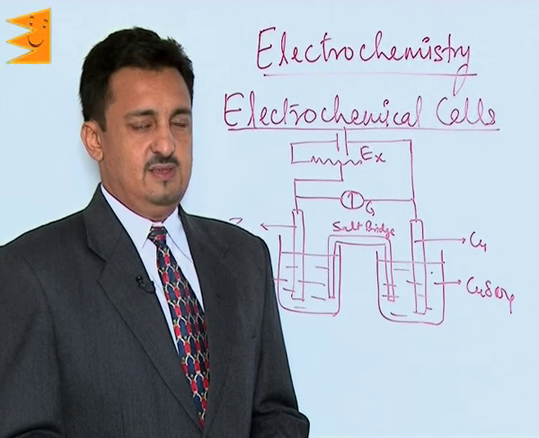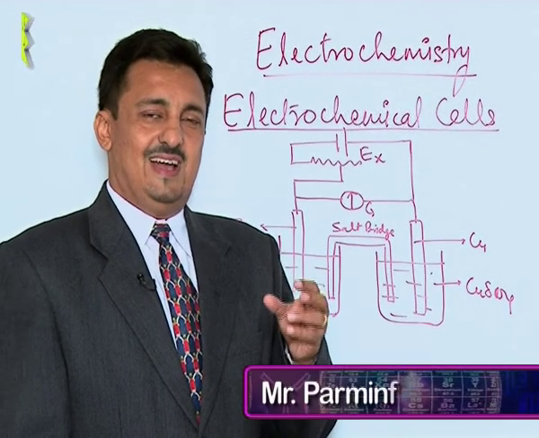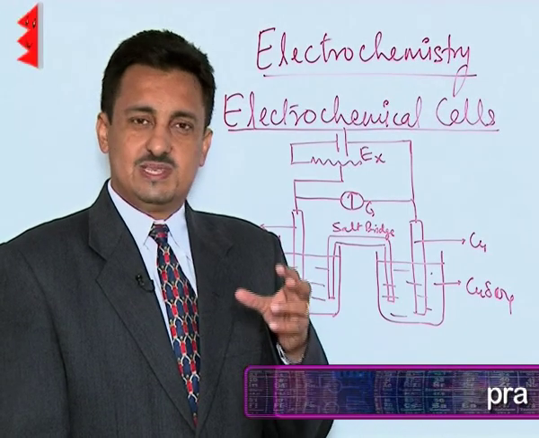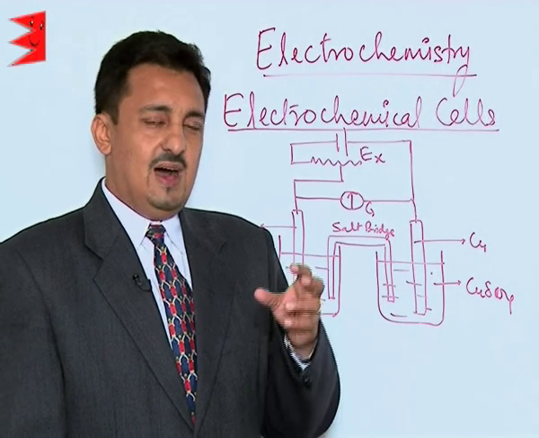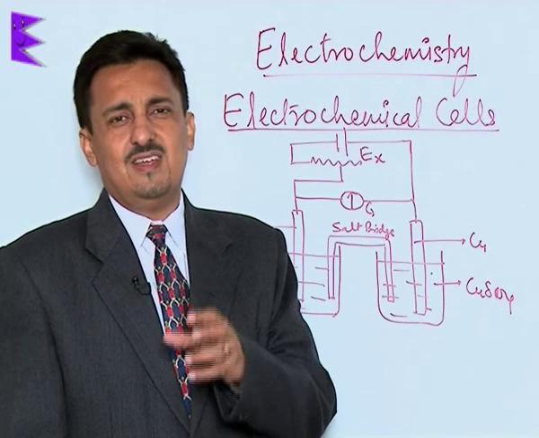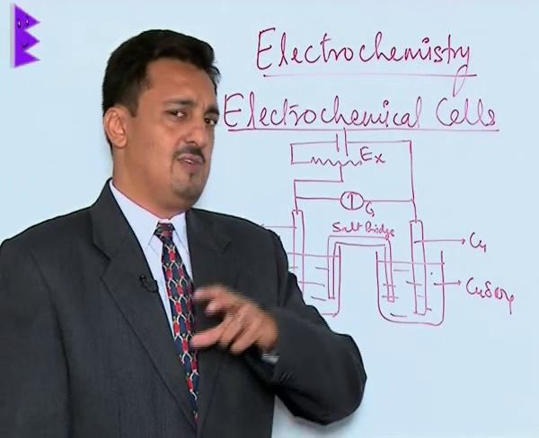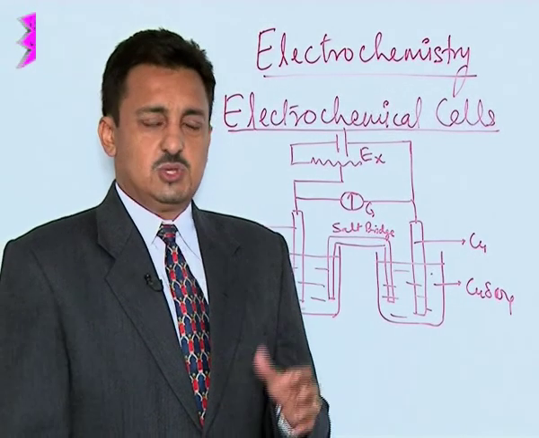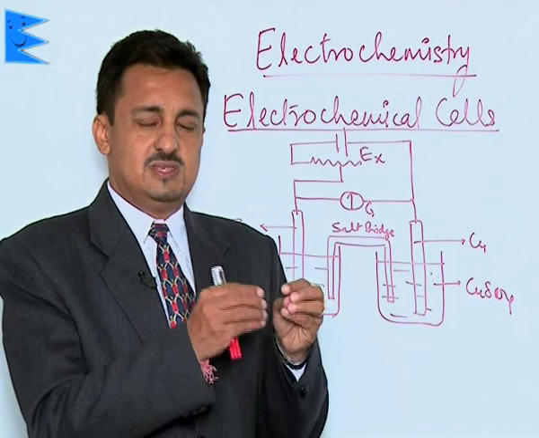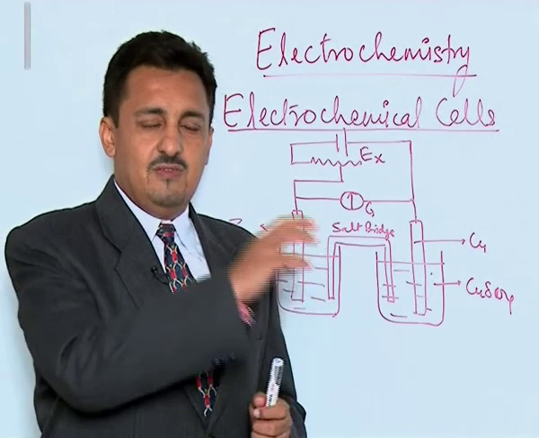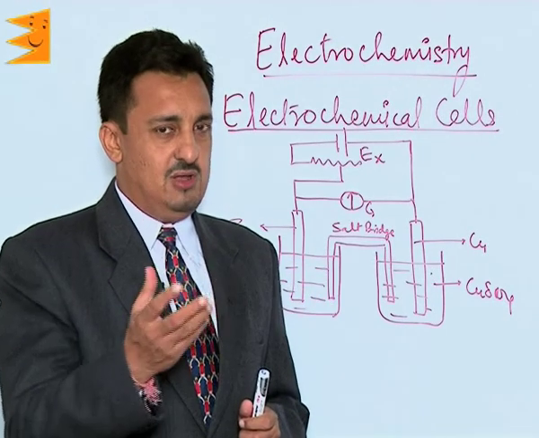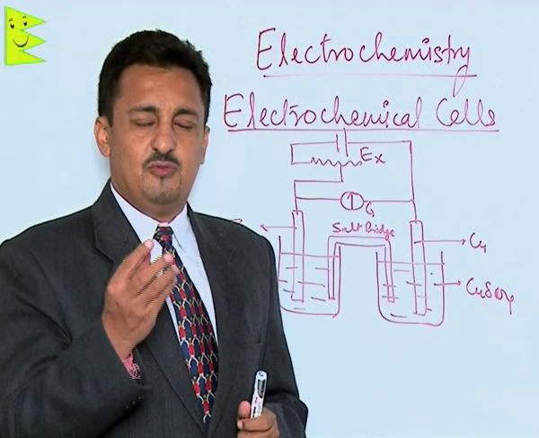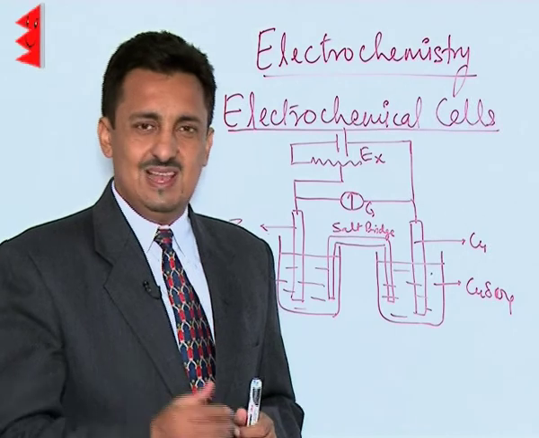Electrochemical cells. Let us first understand what exactly are electrochemical cells. All these cells are setups in which either the chemical energy is converted to electrical energy or electrical energy is converted to chemical energy. So any setup or device or system in which any one of these conversions is taking place is called an electrochemical cell.